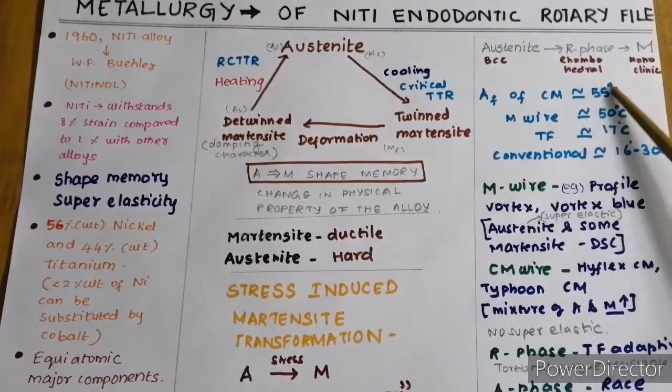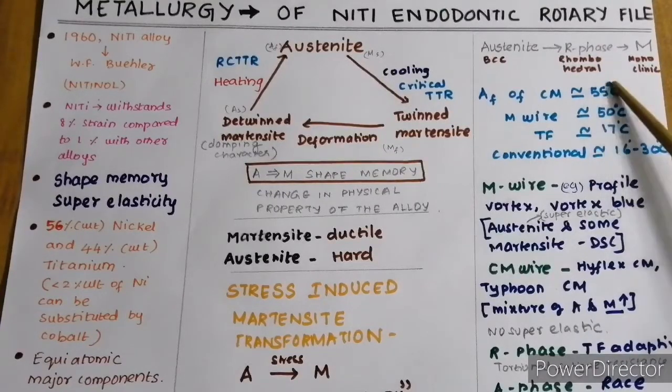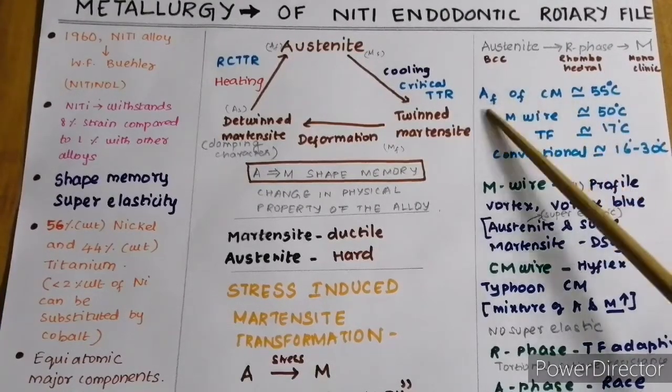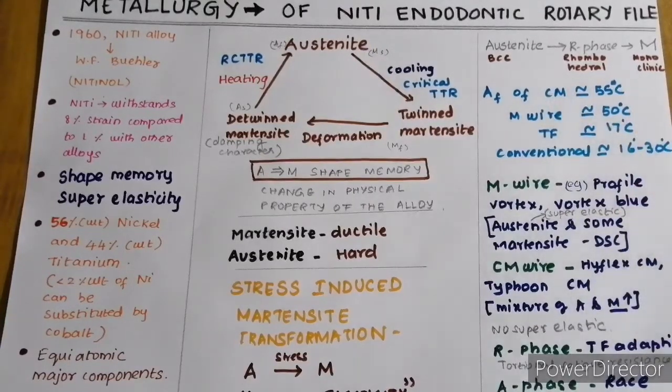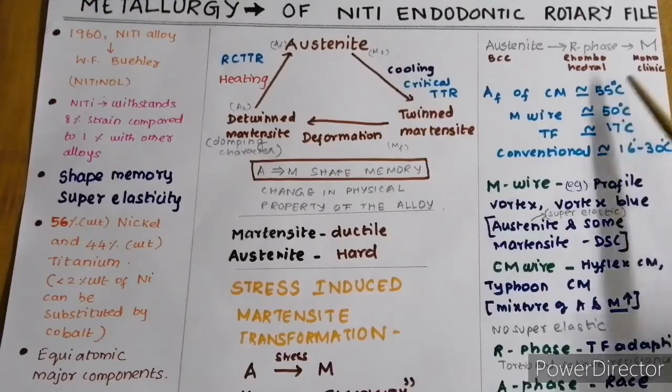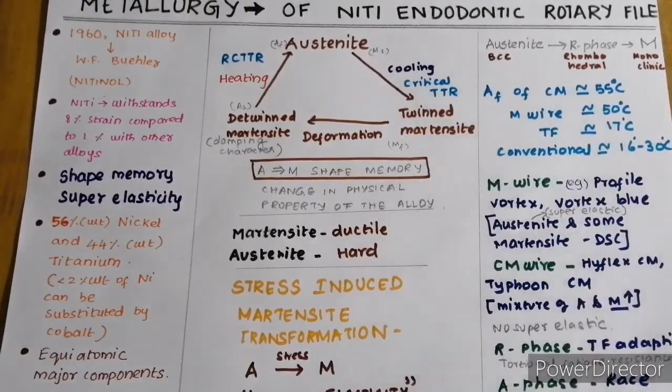So at 55 degrees centigrade, only when the temperature reaches 55 degrees centigrade, the austenite finish will occur for the control memory files. So intracanal temperature is usually less than the body temperature. Let's say around 30 degrees centigrade. So at 30 degrees centigrade, CM file will not be at austenite finish. That is, the austenite finish transformation will not be complete. Will not be completely in austenite phase.